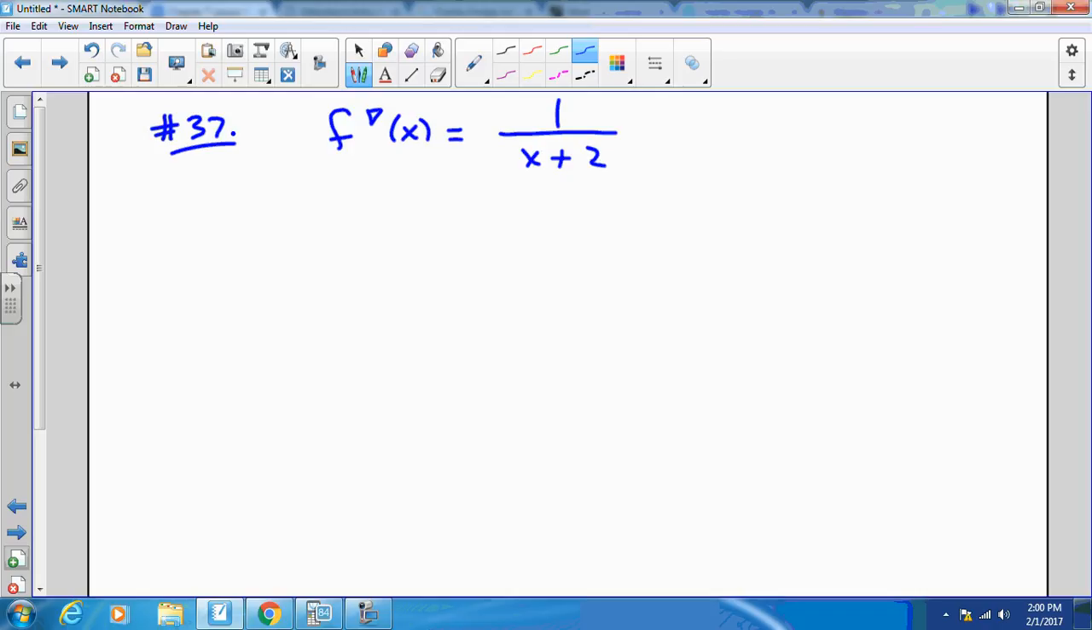And here we are told that f prime of x equals 1 over x plus 2. And we have an interesting little domain thing going on here with x greater than -2. And we are told also that this goes through the point -1, 3. Okay, talk me through the process of finding the f that I'm looking for.